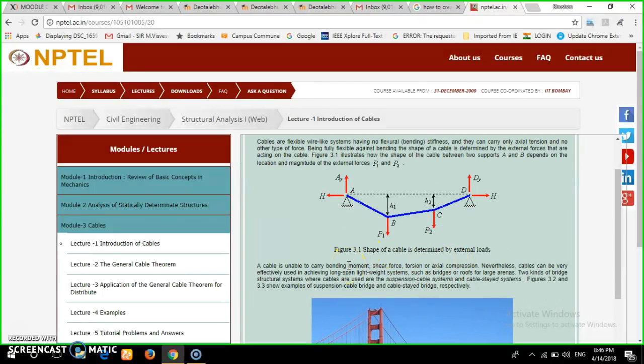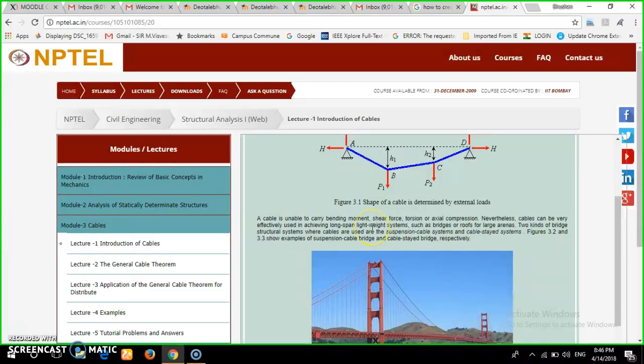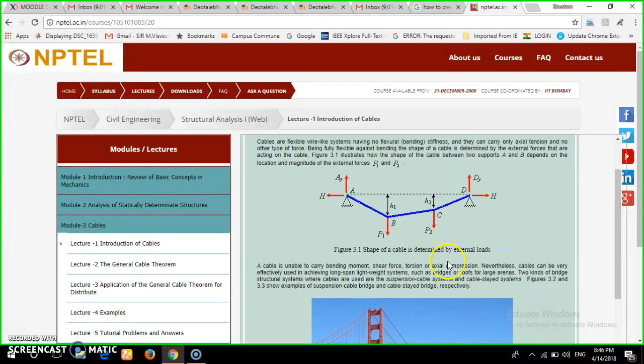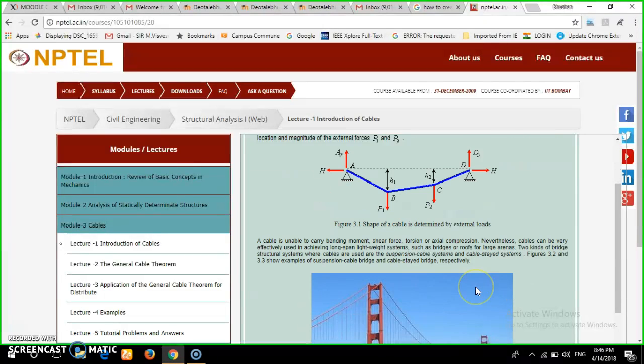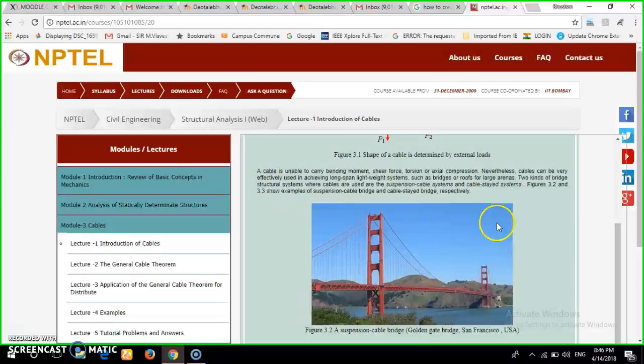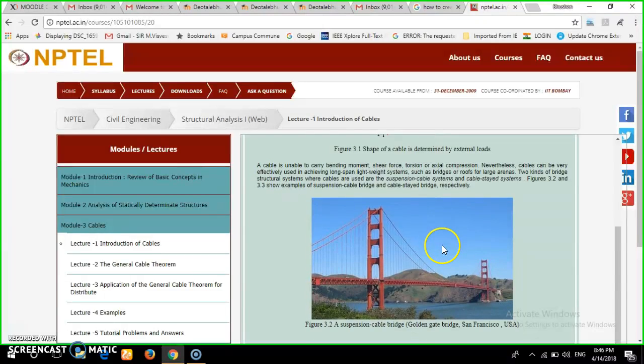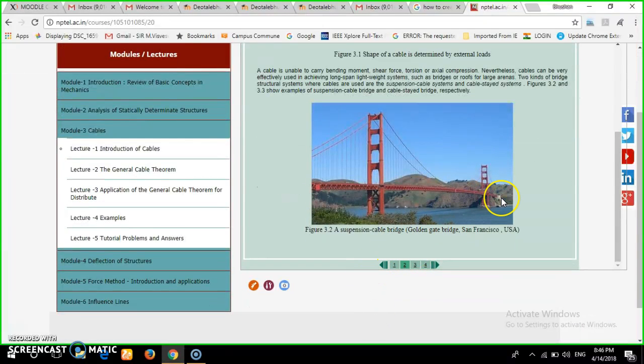Now a cable is unable to carry a bending moment, shear force, torsion or axial compression. Nevertheless, cables can be very effectively used in achieving long span, lightweight systems such as bridges or ropes for large arenas. Two kinds of bridge structural systems where cables are used are the suspension cable systems and cable-stayed systems. From this figure 3.2 it is clear, right?